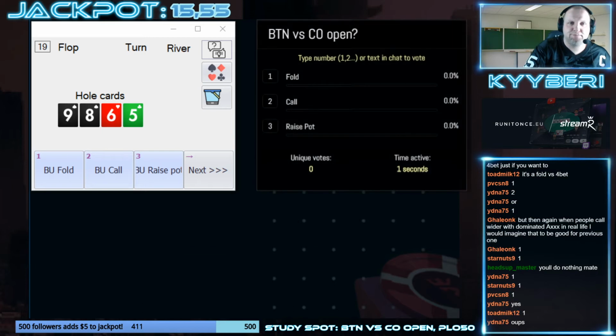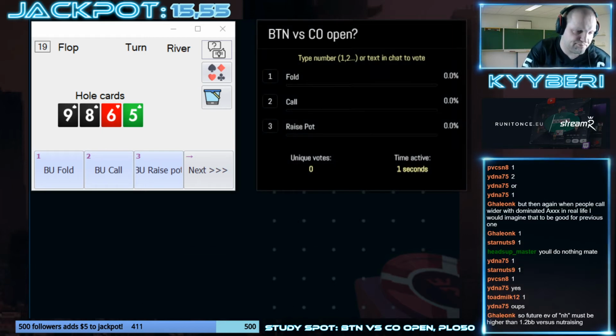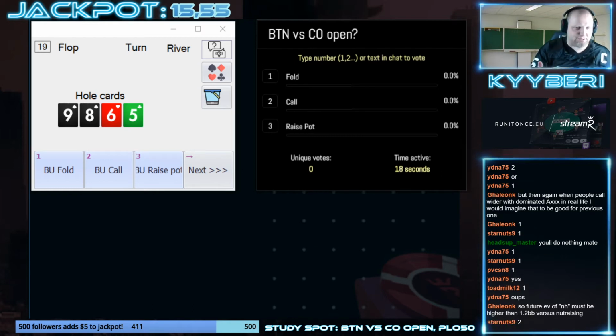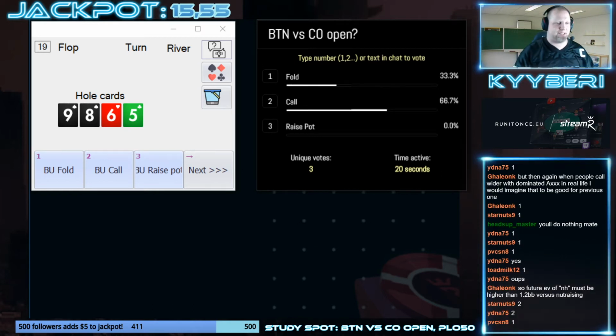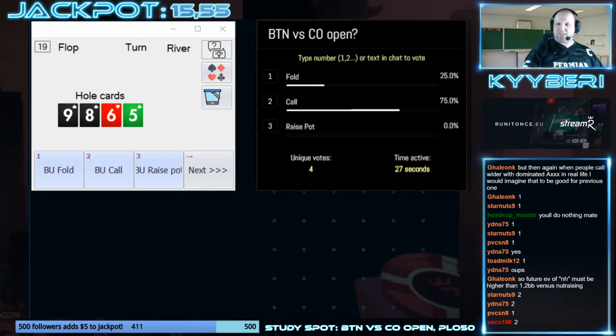Well, 9865. Future EV of nice hand must be higher than 1.2 BB. No, it can even be minus EV as long as you win it. It's the nice hand value. So you can make a horrible decision in EV just to suck out a nut raiser, just to get to say nice hand to him when he loses to one outer. That's nut raising value.